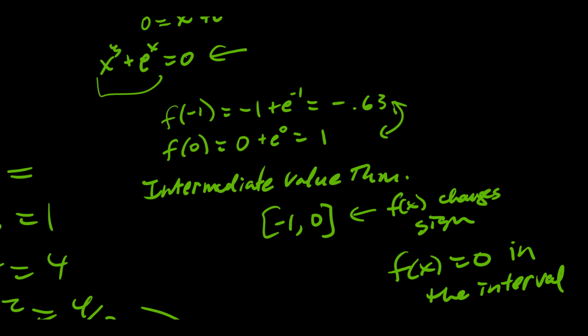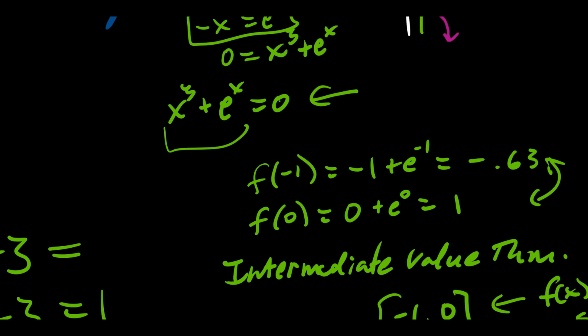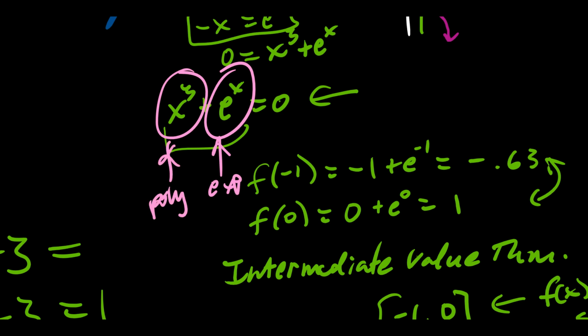Now, here's the thing though. These have to be continuous, right? For example, you could have a function that changes sign, but it's not continuous. It's positive here, and then it's negative down there. But the idea is that if it's continuous and it changes sign, it has to hit 0 at some point. Well, how do I know that this is continuous? It's the sum of two continuous functions. An exponential function is continuous and a polynomial is continuous. And the sum of two continuous functions is continuous itself. All right, so we have that.